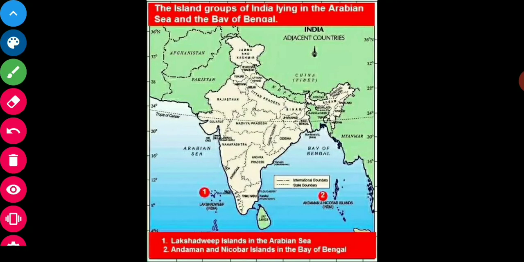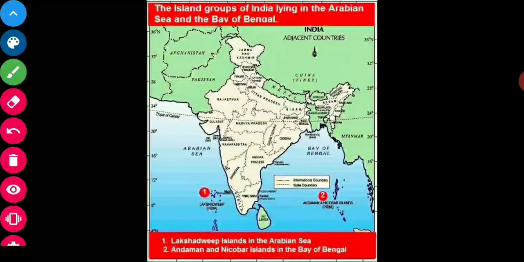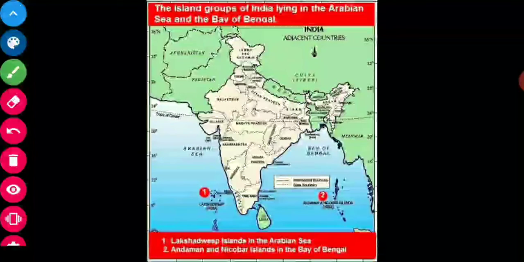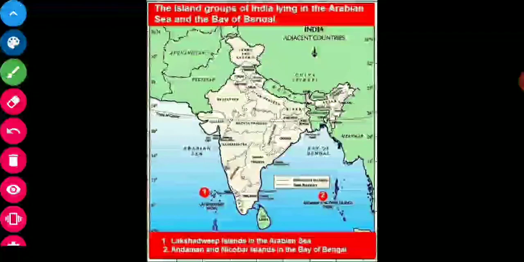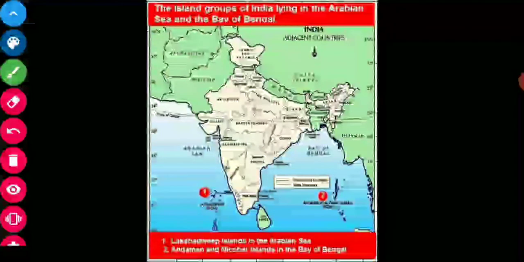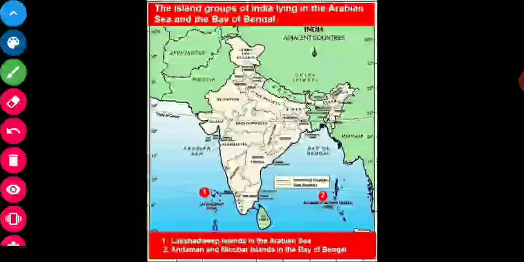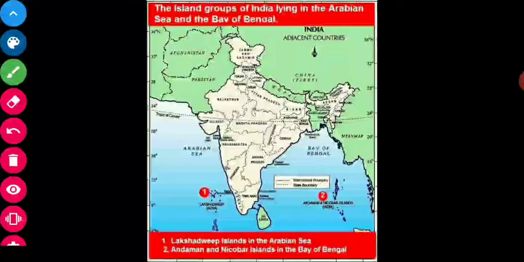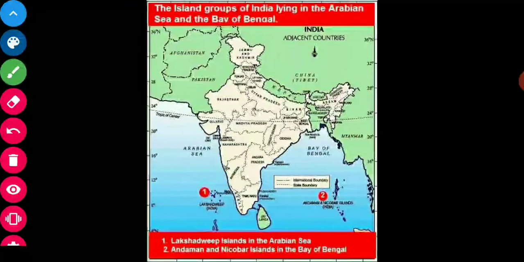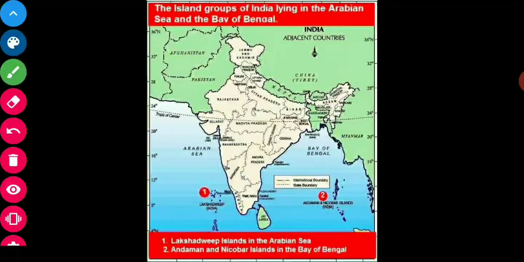The last division is the island groups. There are two groups of islands in India. They are the Andaman and Nicobar in the Bay of Bengal and the Lakshadweep in the Arabian Sea. The Andaman and Nicobar Islands extend in a north-south direction. These are bigger in size and about 550 in number.